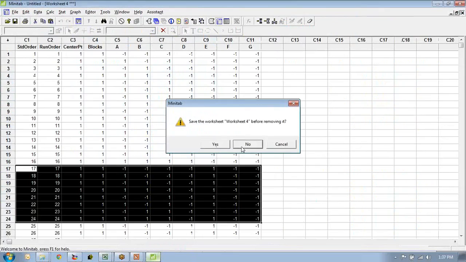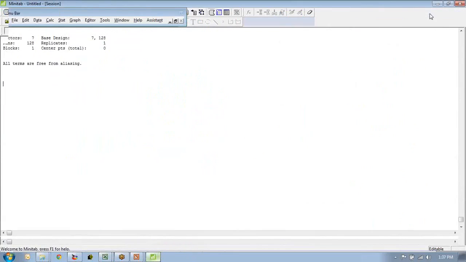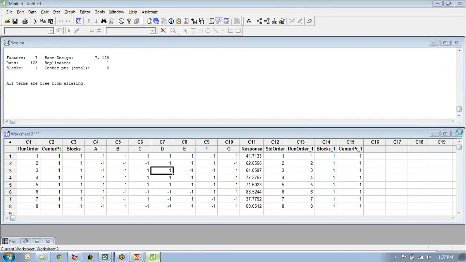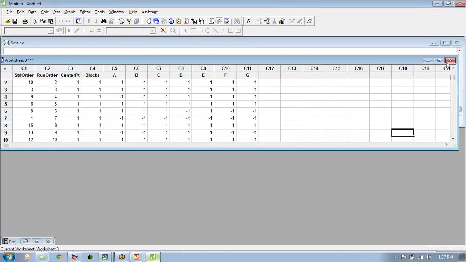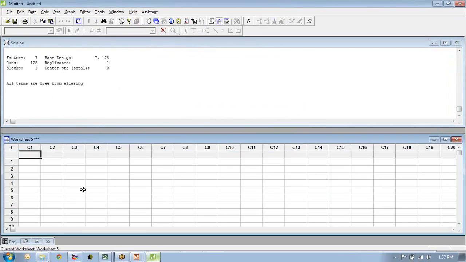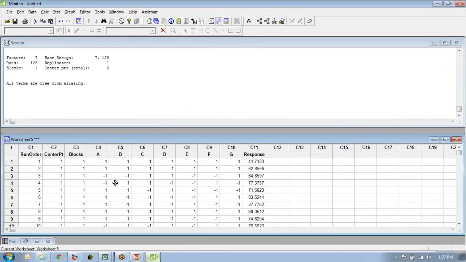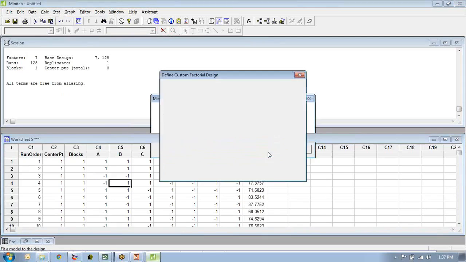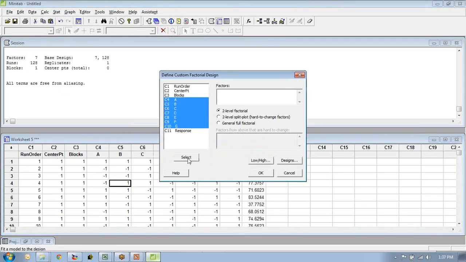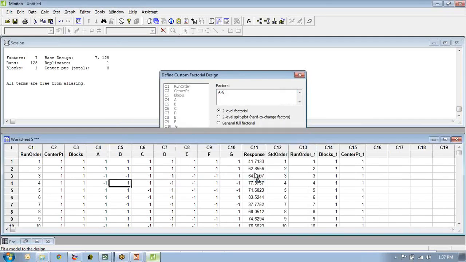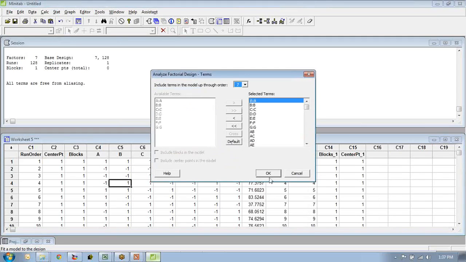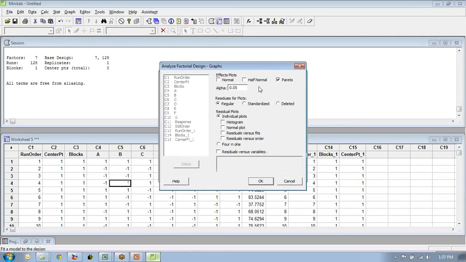I'm going to analyze that in Minitab. I'm just closing down my worksheets here because I don't need them. There we go. Okay, DOE, analyze factorial design. There's my factors. Low, high. Here's my response. Now we'll see that this is a Res 4. I'm going to leave them all in. Graph, there's my Pareto.